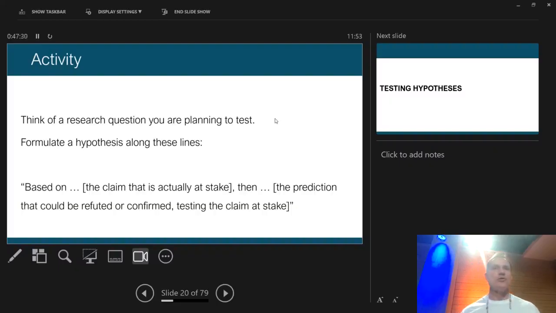And what I want you to do, you could concentrate on one person for the time being in your groups, and just think of how you might state something along the lines I've just talked about, based on the theory, the claim that's actually scientifically at stake. Then, what's the prediction that follows, that if it was refuted or confirmed, would actually have a bearing on that more general claim that's of scientific interest?